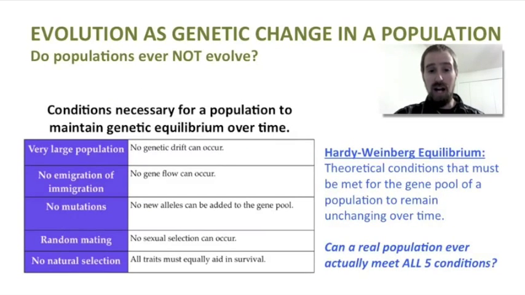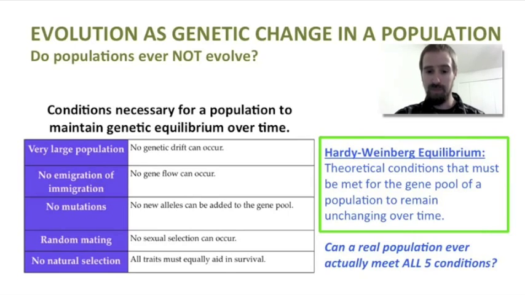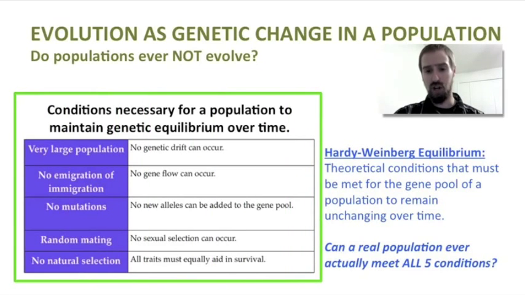So with all that's going on in a real environment, are populations ever not evolving? One pair of scientists, Hardy and Weinberg, came up with a theory that addresses this very question. Hardy-Weinberg Equilibrium is a theoretical state of stability and unchangingness. This is based on a set of conditions that must be met in order for a gene pool to remain stable and unchanging over time. And if the gene pool stays the same over time, that means that no evolution is occurring.